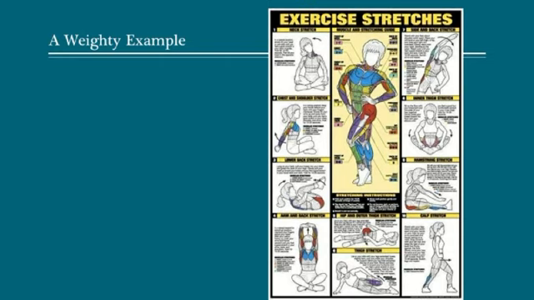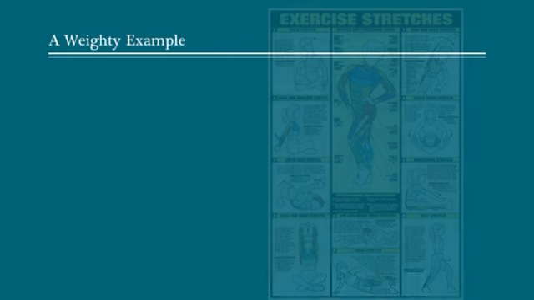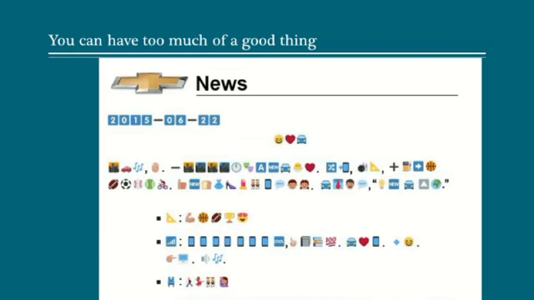Another example of the multimedia principle can be found at the gym. Many gyms have diagrams showing how to perform exercises. These are often accompanied by brief descriptions. Not every word needs to be summarized or encapsulated in a graphic. Look at this press release from Chevy back in 2015. Sometimes there is too much of a good thing.